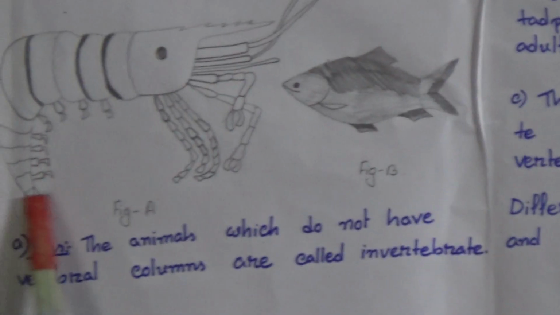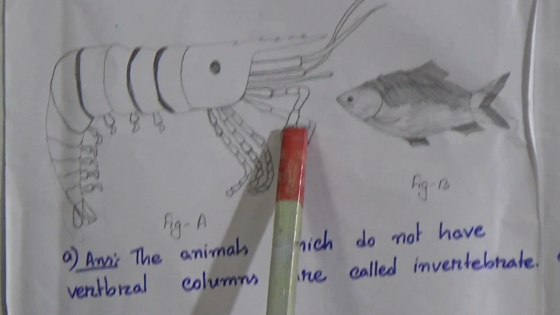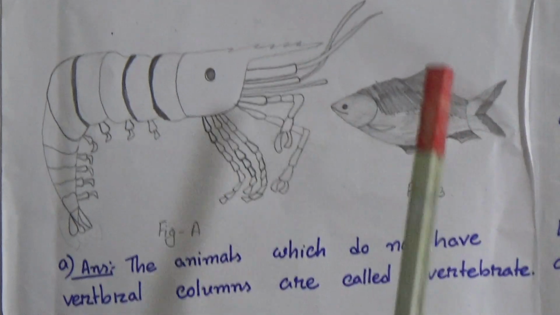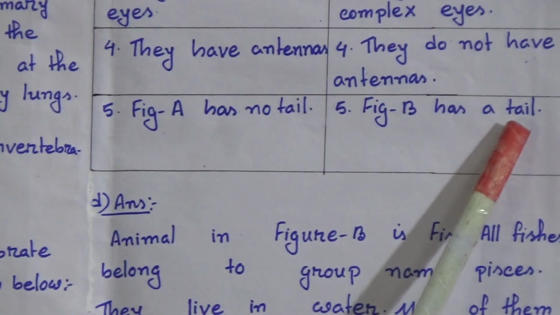Figure number A has no tail. Their body has no tail and their body has no skeleton, but in figure B their body has a very well-known tail. This is the tail of hilsa fish, and the figure number B has a tail.